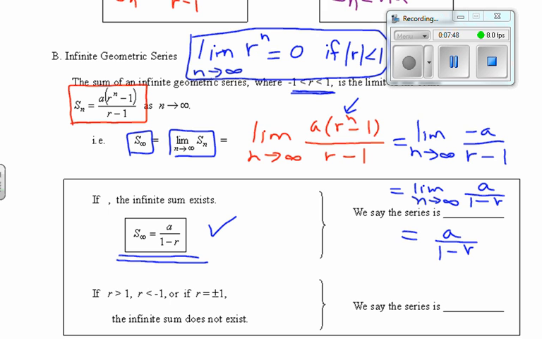And we have -a over r minus 1, which is the same as +a over 1 minus r. It's normally written that way, with the +a, not the -a. So we need to get used to it.